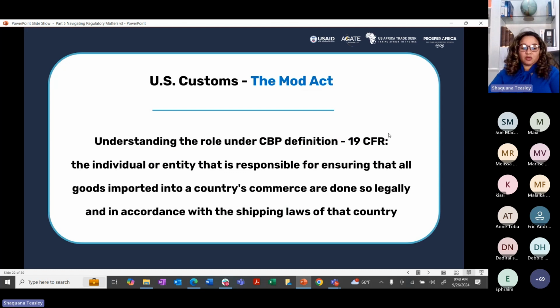So as we begin to close out, let me walk you through what the Modernization Act is, also the Mod Act, but for customs, which you can find in 19 CFR.